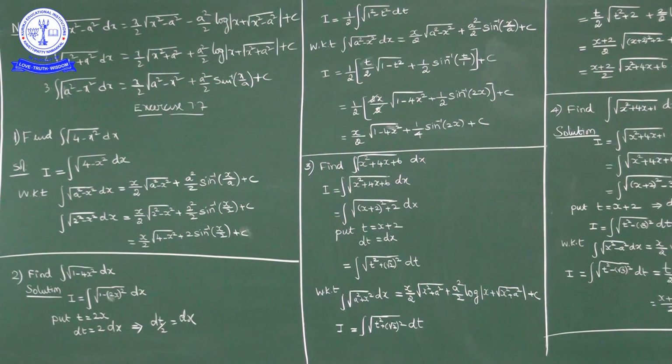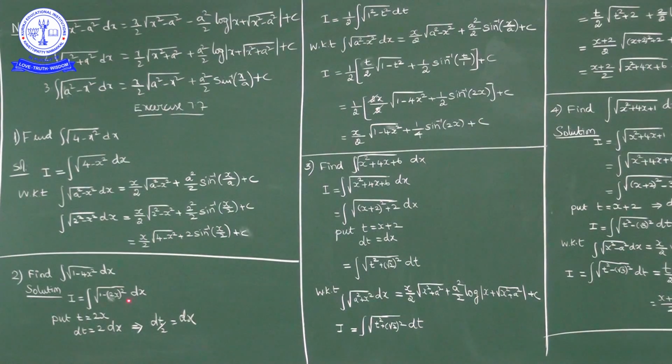Now I will repeat once again. What is the given question here? Find the integral of square root of 1 minus 4x square dx. First of all I will write 4x square as 2x whole square, and I will substitute 2x as t. Put 2x is equal to t. So 2 dx is equal to dt. So dx is equal to dt by 2.